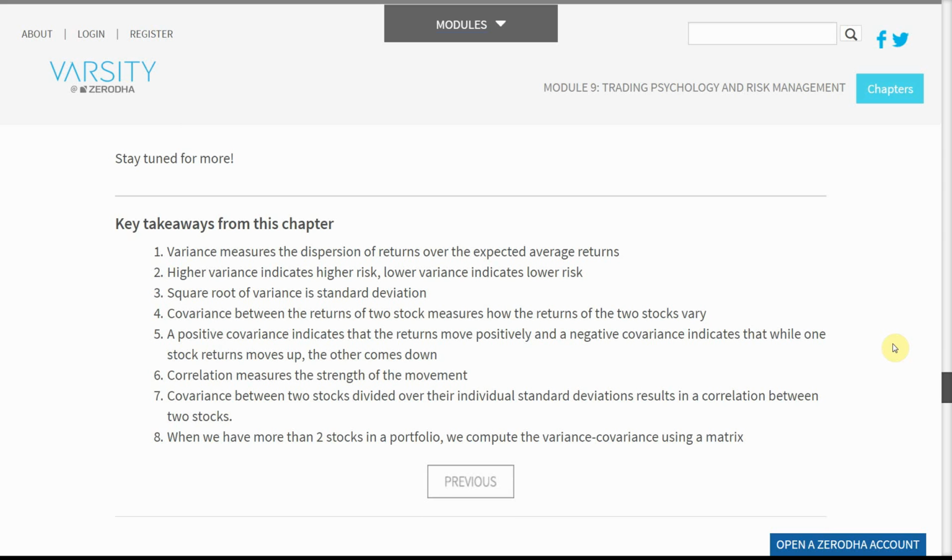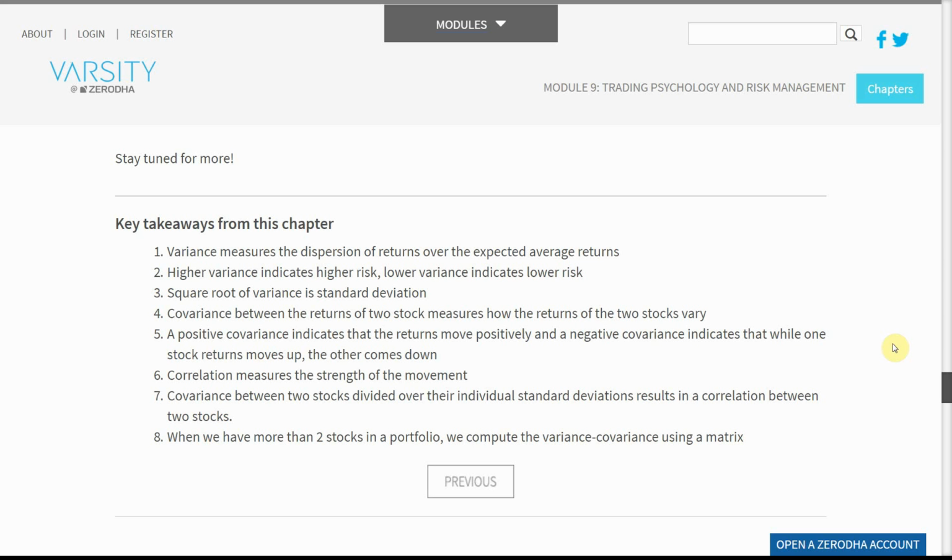Key takeaways from this chapter. Variance measures the dispersion of returns over the expected average returns. Higher variance indicates higher risk. Lower variance indicates lower risk. Square root of variance is standard deviation. Covariance between the returns of 2 stocks measures how the returns of the 2 stocks vary. A positive covariance indicates that the returns move positively, and a negative covariance indicates that while one stock's returns move up, the other comes down.